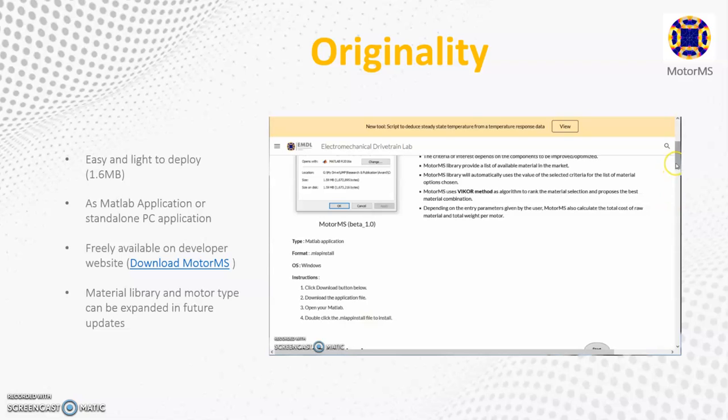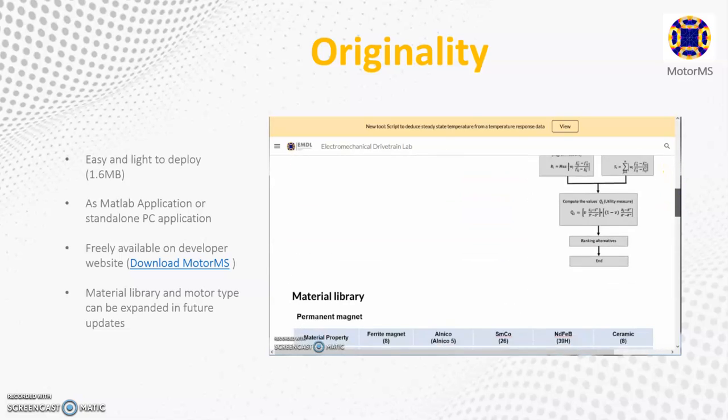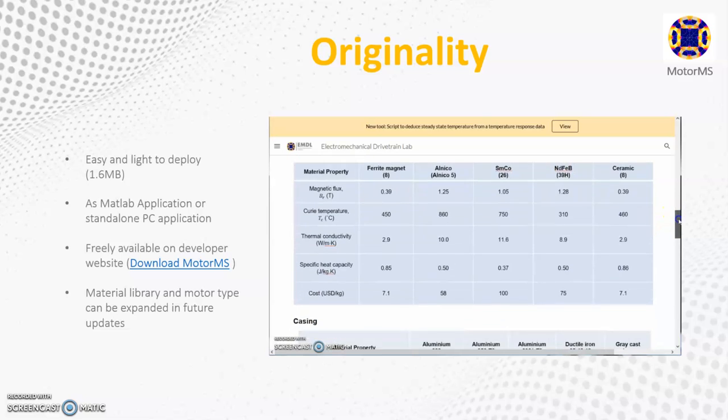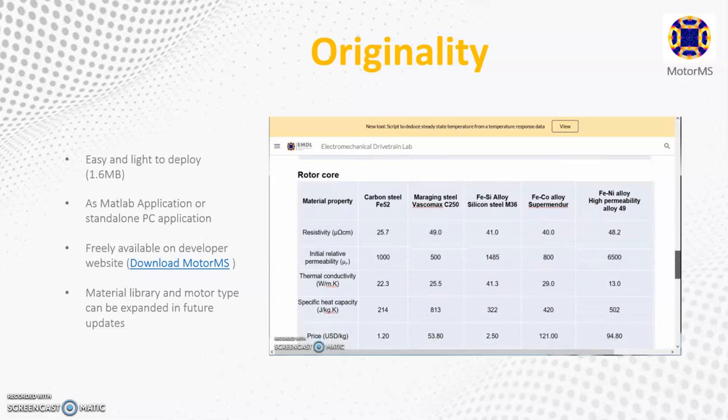It is now freely available as version beta 1.0. Of course, on the website we also provide the material library and the characteristics of each material that we have provided in the application, and it can be looked at as a reference for the users.